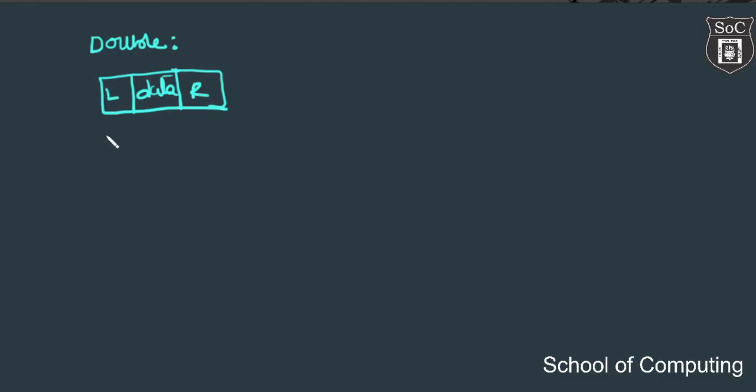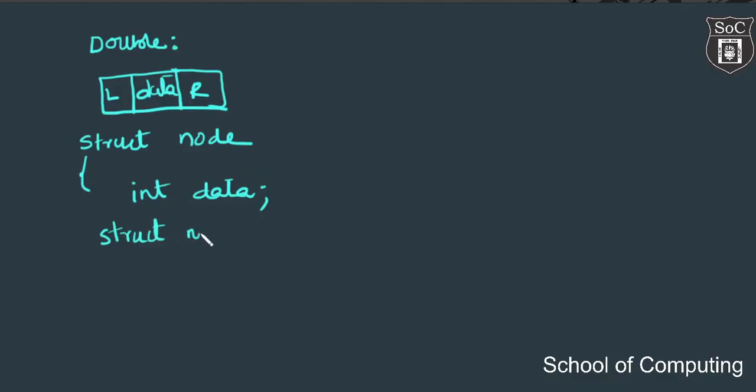To create this kind of node, I have to implement a user defined data type. We will create a user defined data type using structure, and our structure should look something like this: struct node. Data can be of any type. Let us assume it is integer data, and the pointers should be of node type. So struct node star left comma right.